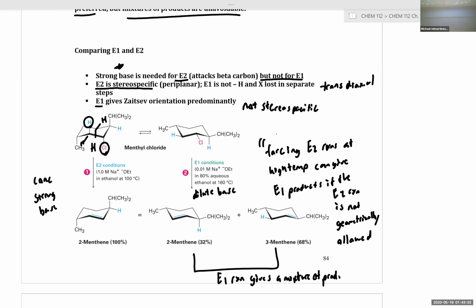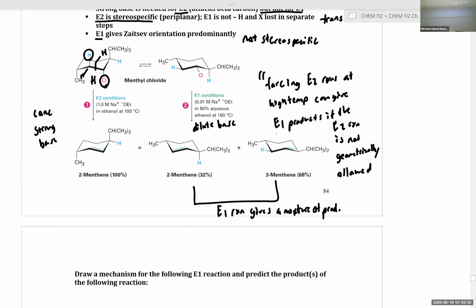So sometimes if a student gets really frustrated and they see that their E2 reaction in the lab isn't working, they think, let me just turn the temperature up really, really high, and maybe I'll get this species to eliminate. Well, that's great, but if an E2 reaction is not geometrically allowed, you're just going to see E1 products. Okay, so let's keep going now.